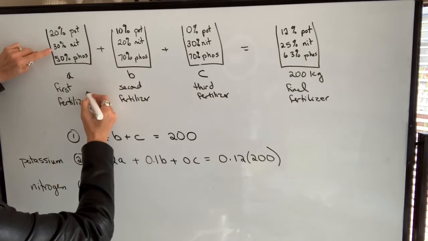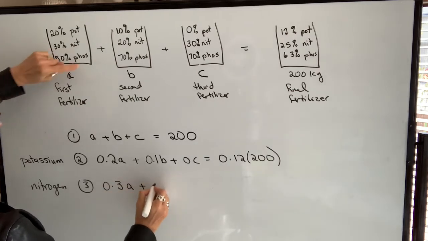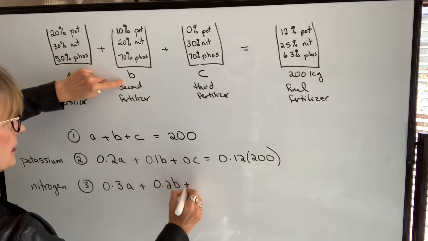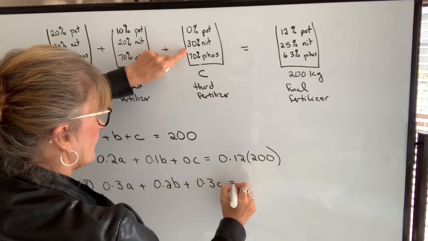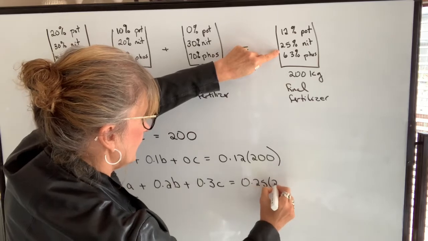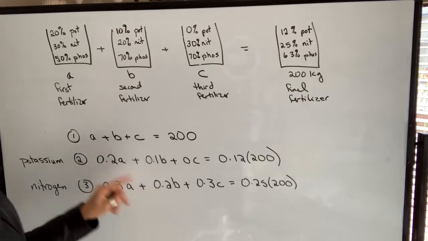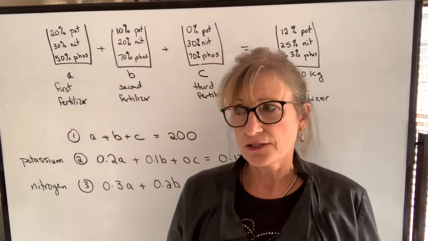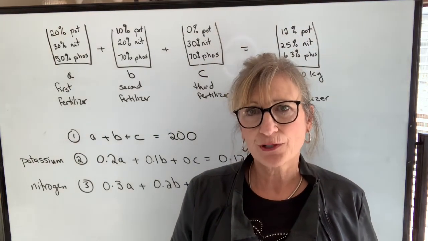So I know my first fertilizer is 30% nitrogen, so 30% of A. My second one is 20% of B. Third fertilizer is 30% of C, should equal 25% of the final of 200. I do not need to make an equation about phosphorus because I now have 3 equations. That's all I want when I'm solving a system with 3 unknowns. I'm going to simplify these 3 equations and then I'll go ahead and solve them.